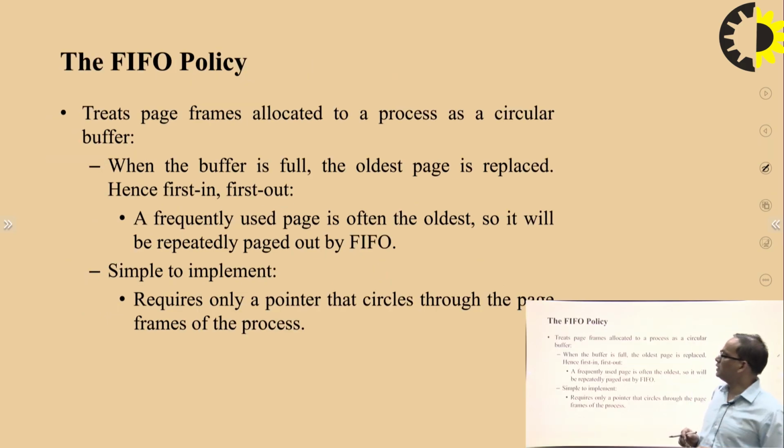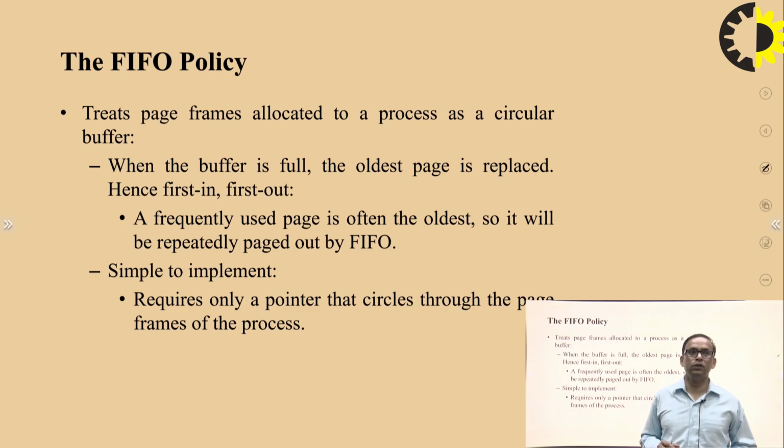Basically, there are 3 types of page replacement algorithm. First is first in first out page replacement. Next is optimal page replacement, and next is the least recently used page replacement algorithm.